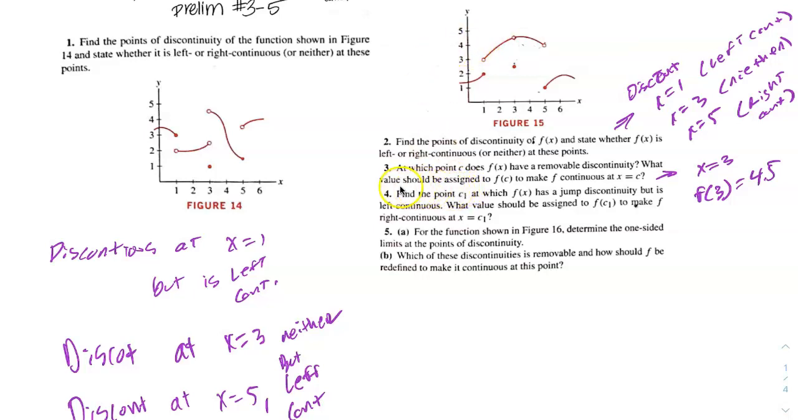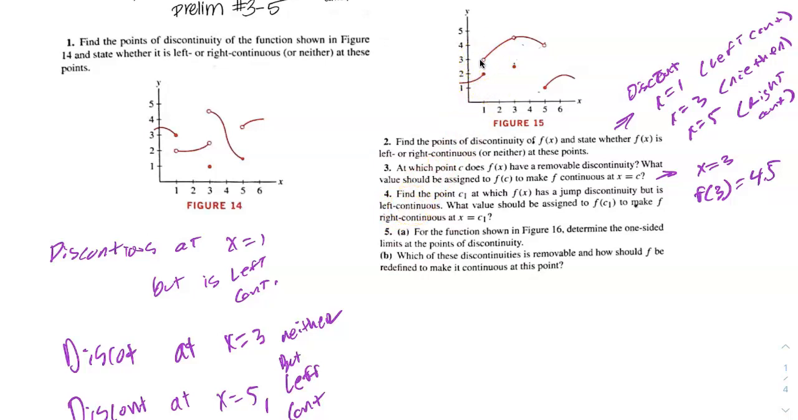Number 4, find the point C1 at which f of x has a jump discontinuity but is left continuous. What value should we assign to f of C1 to make f right continuous at C1? So we want to find the point C1 where we have a jump discontinuity, so one of these guys, either this guy or this guy. We want it to be left continuous. That's over here.